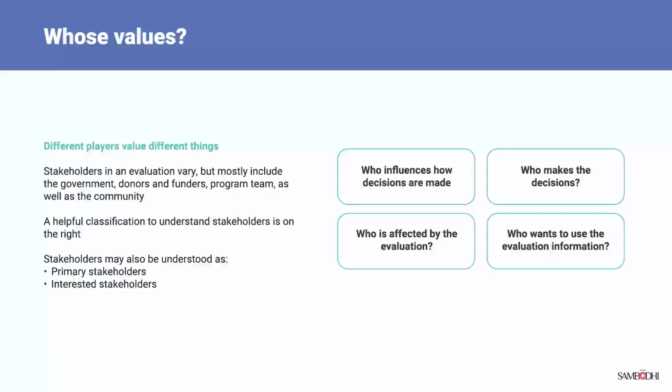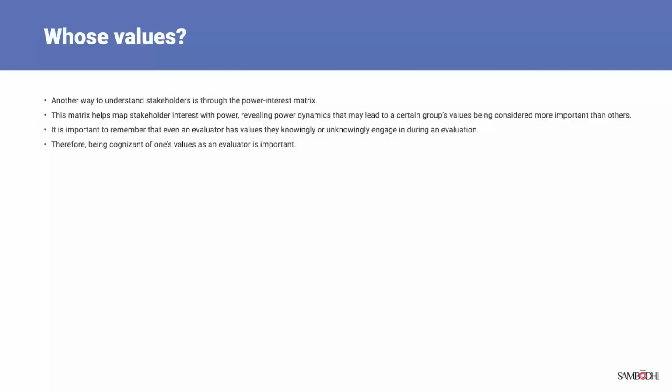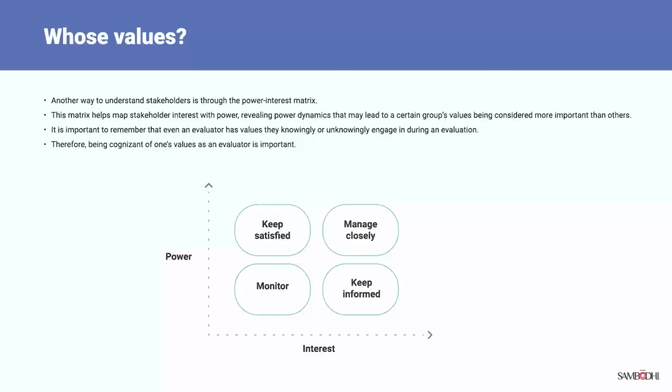Apart from these factors, stakeholders may also be understood as primary stakeholders and interested stakeholders. We can also understand them through the power interest matrix. This matrix helps us to map stakeholder interest with power, revealing the dynamics that may lead to a certain group's values being considered more important than others.